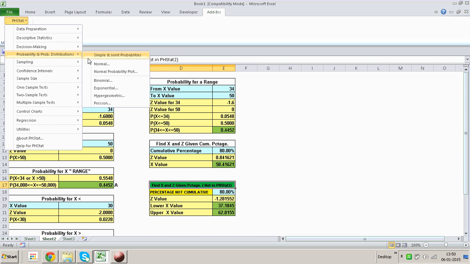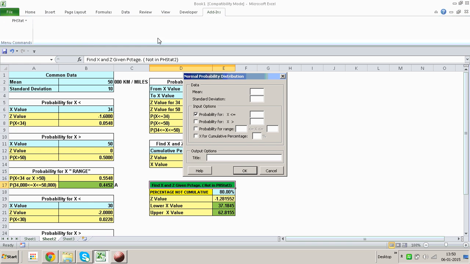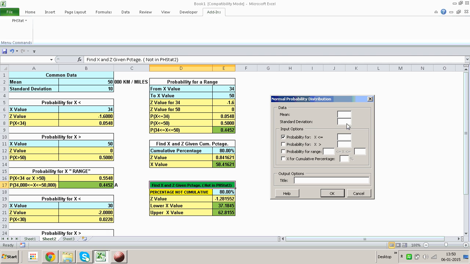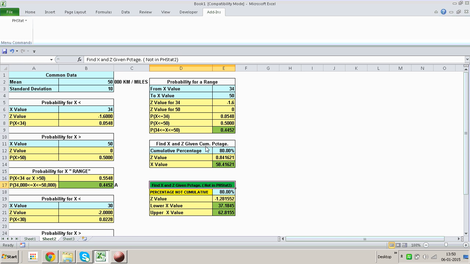So what you get over here is the normal distribution. In the normal distribution, you get the input parameters, mean, the standard deviation, the probability for a value being less than or equal to x, and a probability of value being greater than x, the probability of a particular range, which we've seen right over here. Okay, we've not seen it over here, I plotted it separately, but you can do the same thing over here also. And then you get a cumulative percentage. You don't necessarily get a percentage, a normal percentage, which is non-cumulative. So you probably might have to go ahead and create this on your own.